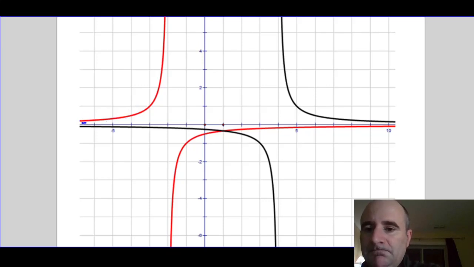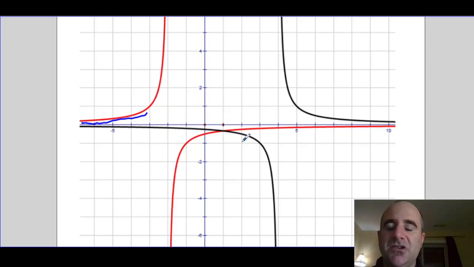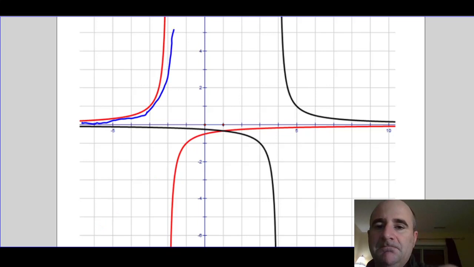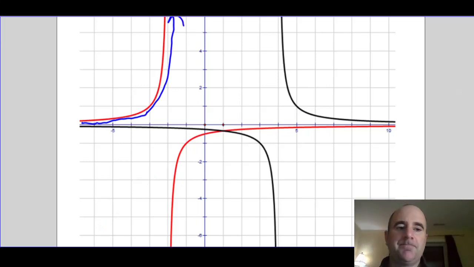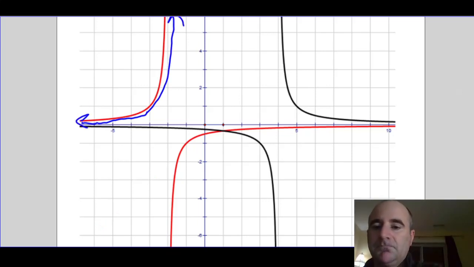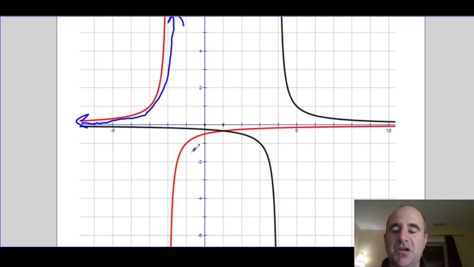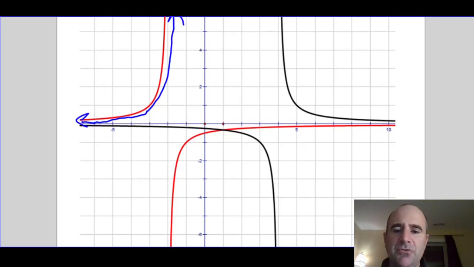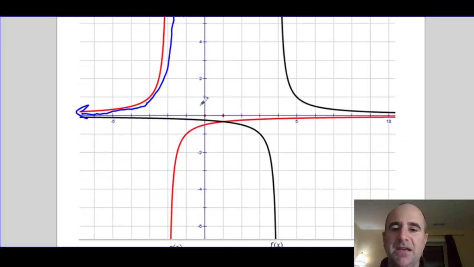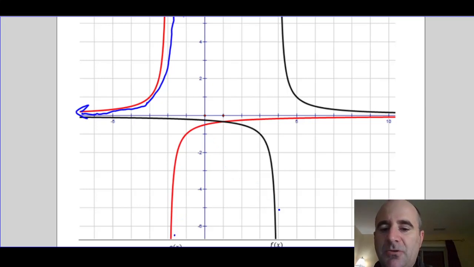Let's try that again. Something like this. Now, the black graph kind of stays close to 0, but the red graph starts to take off. So this is really going to start to do this right here. Okay, then we're going to jump over here. And now notice in this part of the graph, the red is really big negative and the black is just small negative. So the graph's going to kind of be just below the red graph here, like that.